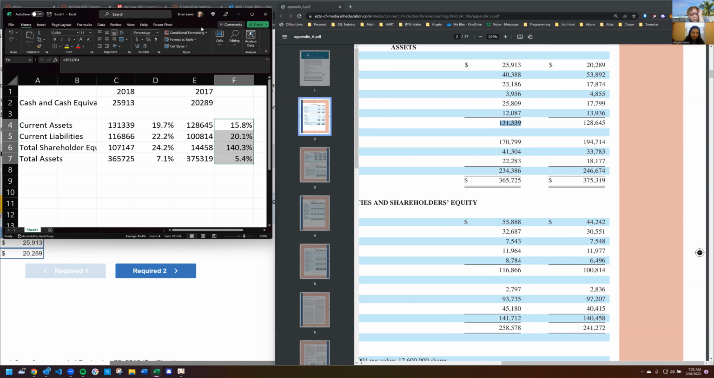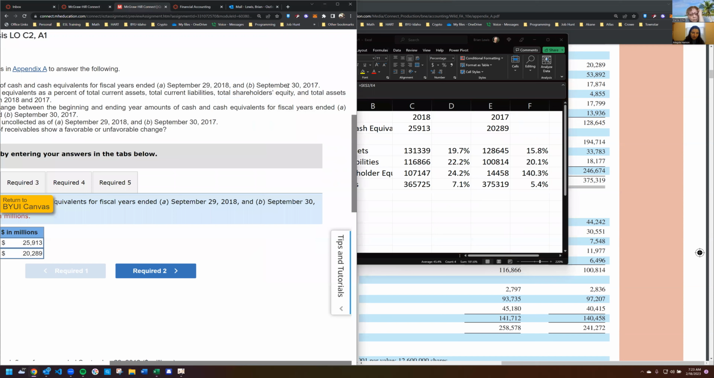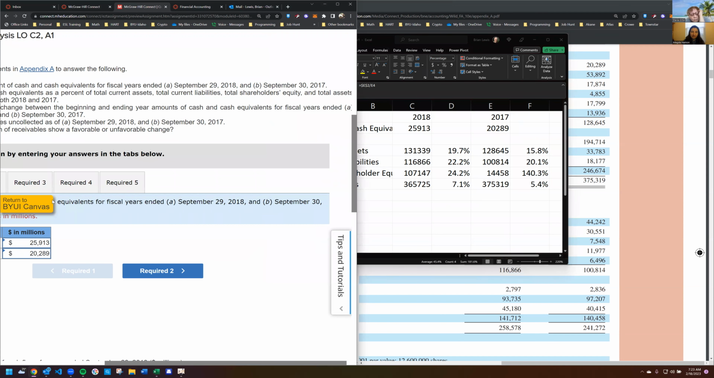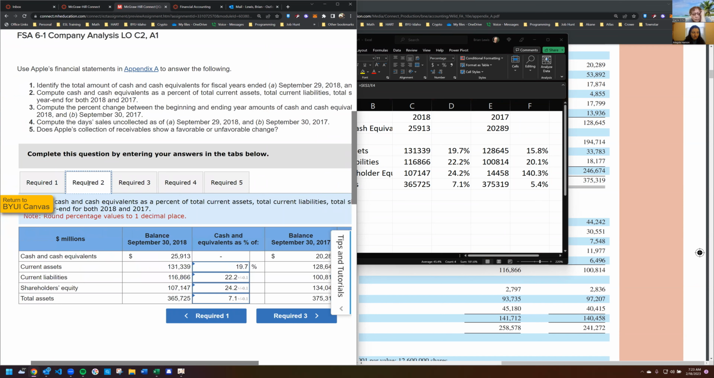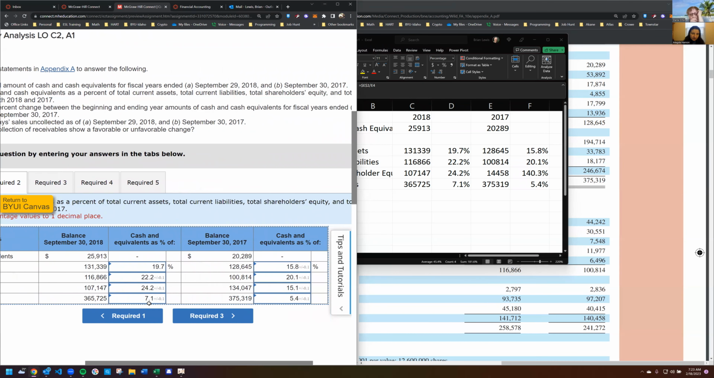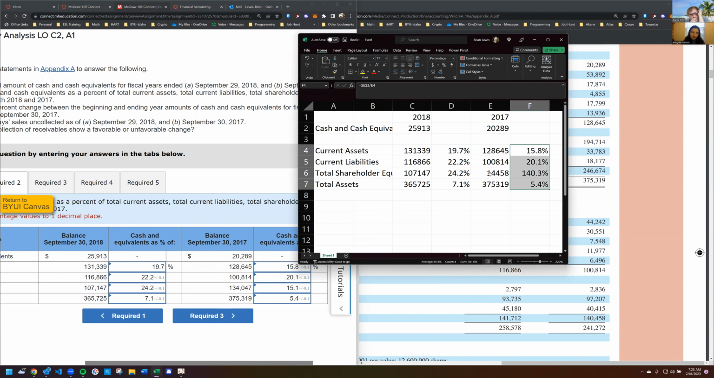Let's check how I did on required 2. There you go. I got all the numbers. They may have already been there, but I did the calculation: 19.7, 22, 22.2, 24.2, 7.1, 15.8, 21. Okay, where did I screw up there?